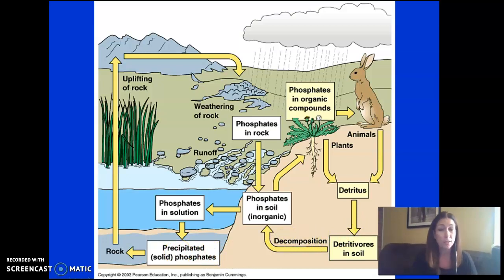So this is why this is such a slow cycle. One, there's no air component to it, and two, it's relying on the physical buildup and breakdown of rock, which is on the geologic time scale.